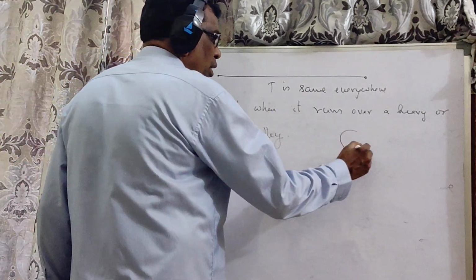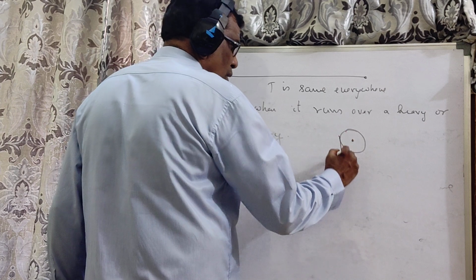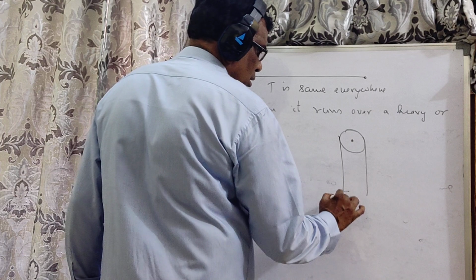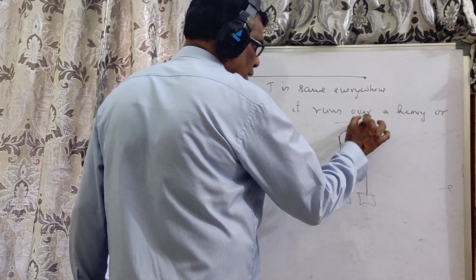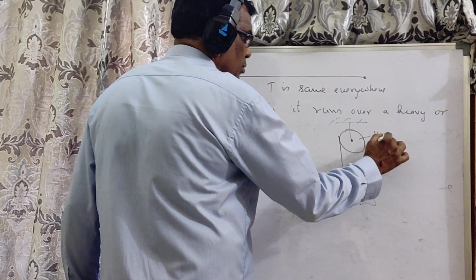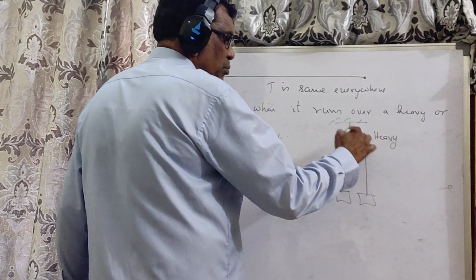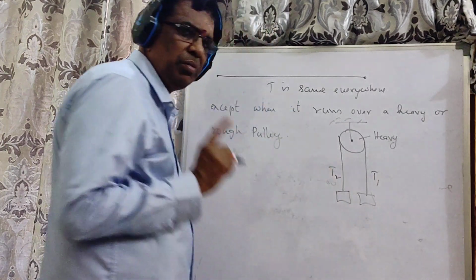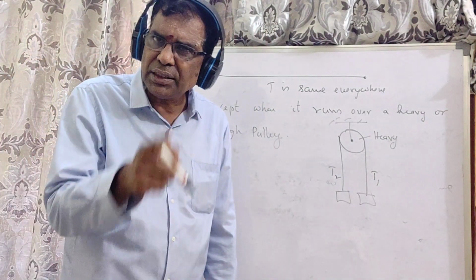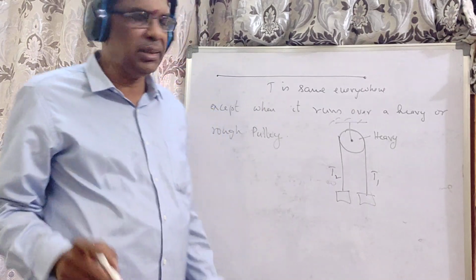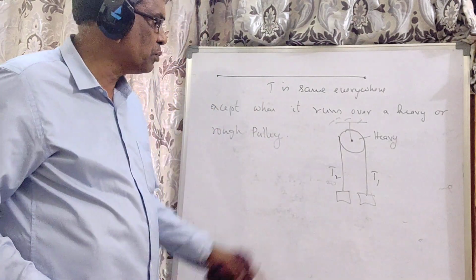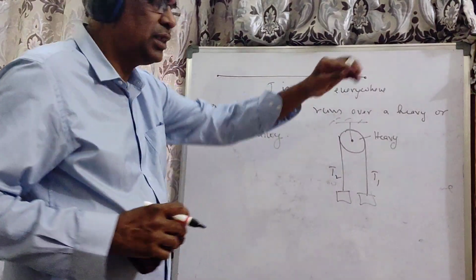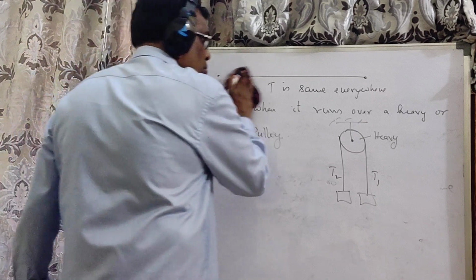If I take a pulley and this is rough or heavy, the same wire, tension is not the same on both sides. If it is heavy, this has mass, this has friction, then this will be T1, this will be T2. Mind you, same massless rope, but still tensions differ if it passes over a rough pulley or a heavy pulley. You understand? Otherwise, tension remains the same. Okay?